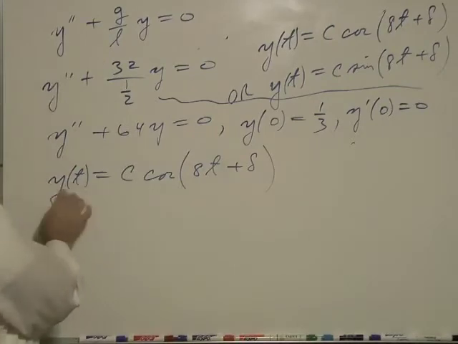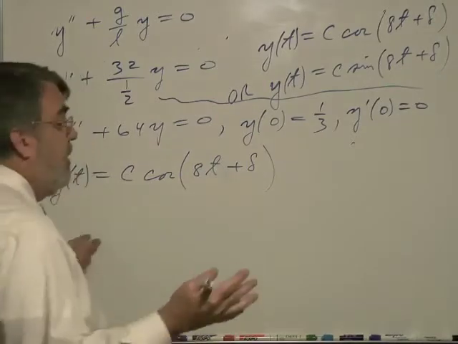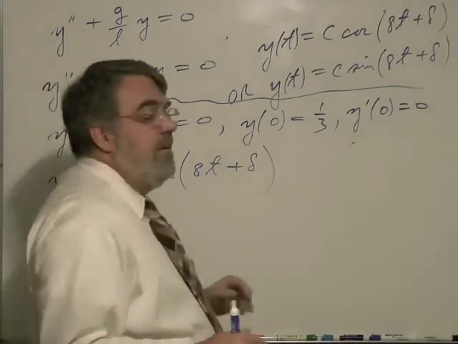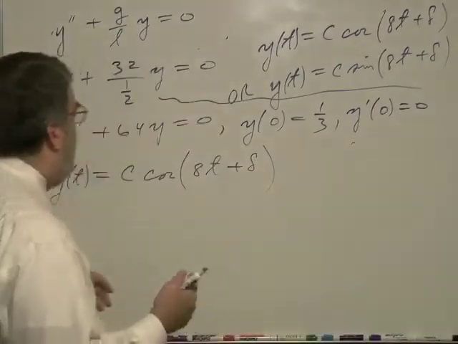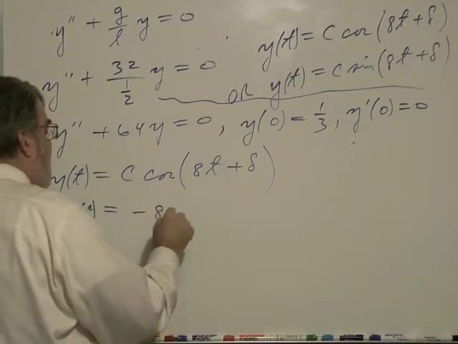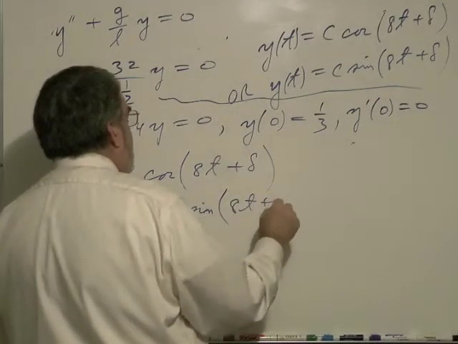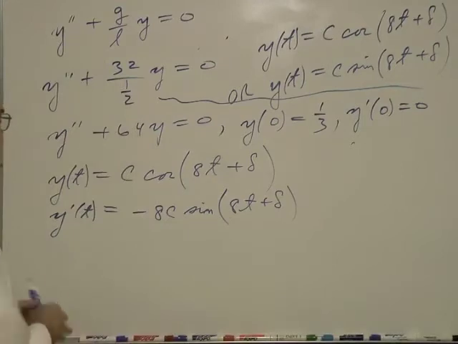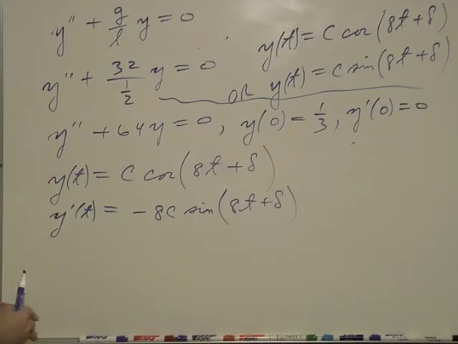So I have this solution, y of t is constant c cosine 8t plus delta. Now there are two constants here that we have to solve for, and that makes sense because it began as a second order differential equation, so we expect two constants. And I'm going to need the derivative. So y prime of t will be minus 8c sine, parentheses 8t plus delta. So derivative of cosine is minus sine, chain rule, we have to multiply by 8.